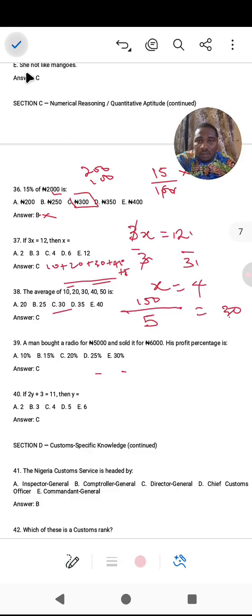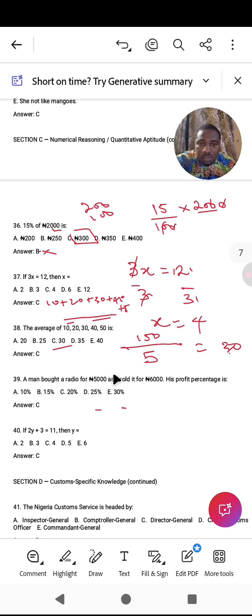Now we also have another one here. A man bought a radio for 5k and sold it for 6k. The same thing. Cost price minus selling price upon selling price multiplied by 100, right? And you can also intuitively look at it as 6,000 minus 5,000 is 1k. If you want to take what 1k is in percentage compared to 5k, 10% of 5k here is 500. So 20% is going to be 1k, which is C.